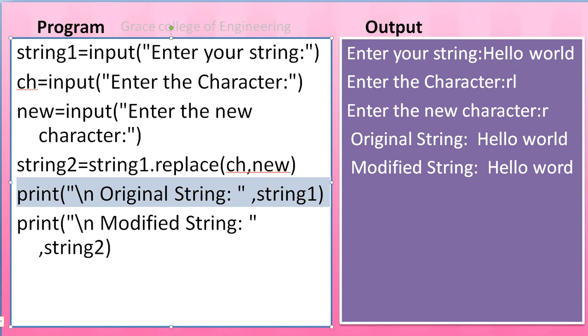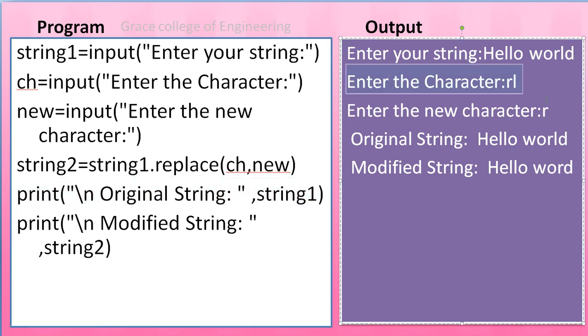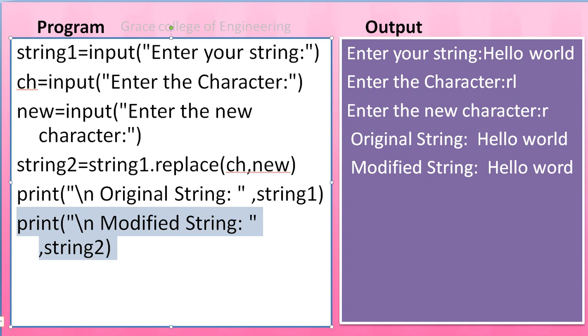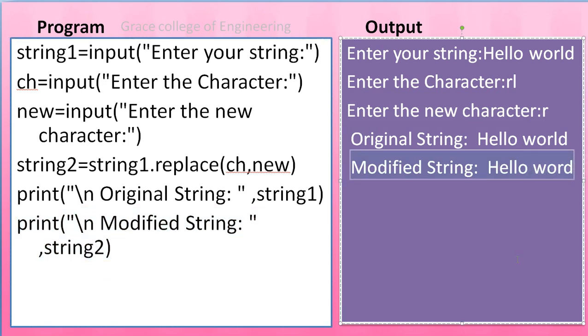First, the entire string "hello world" is entered by the user. Then the character to be replaced, "rl", is entered by the user, and the new character is "r". So the two characters "rl" are replaced by the single character "r". The original string is hello world. Then print the modified string: string2 will be present here. So the modified string is "hello word". Now you understood the concept of how to replace the characters.